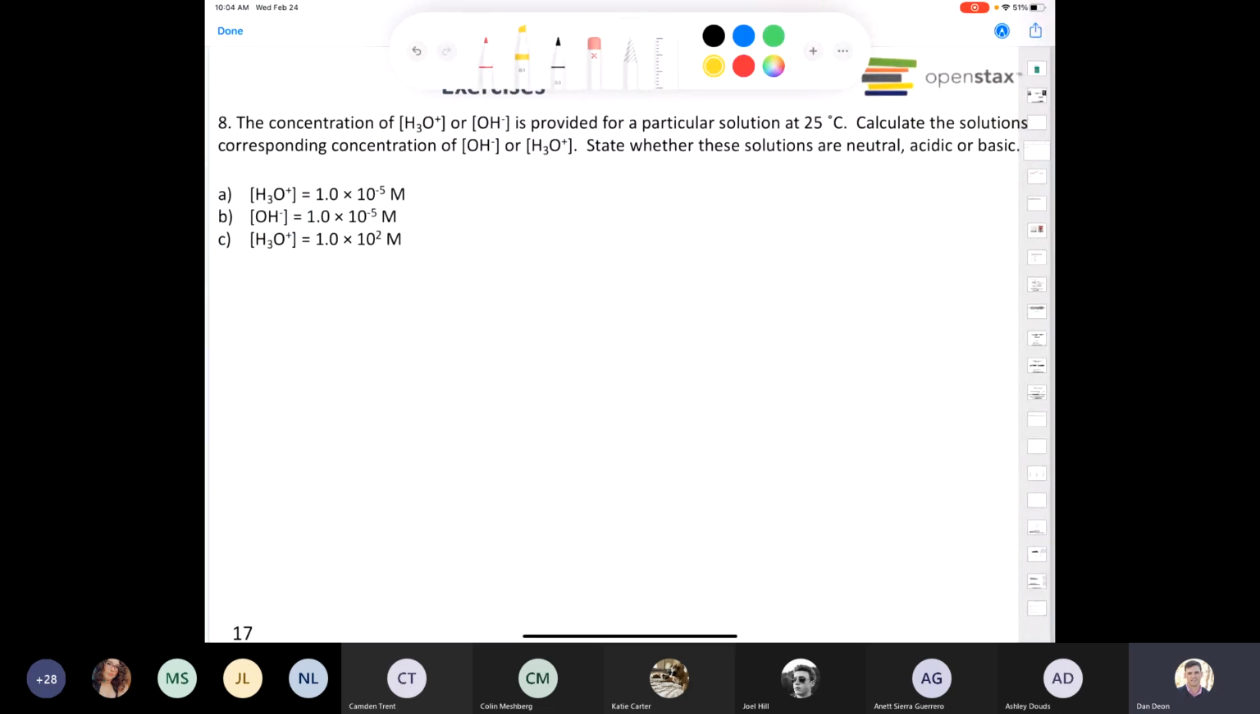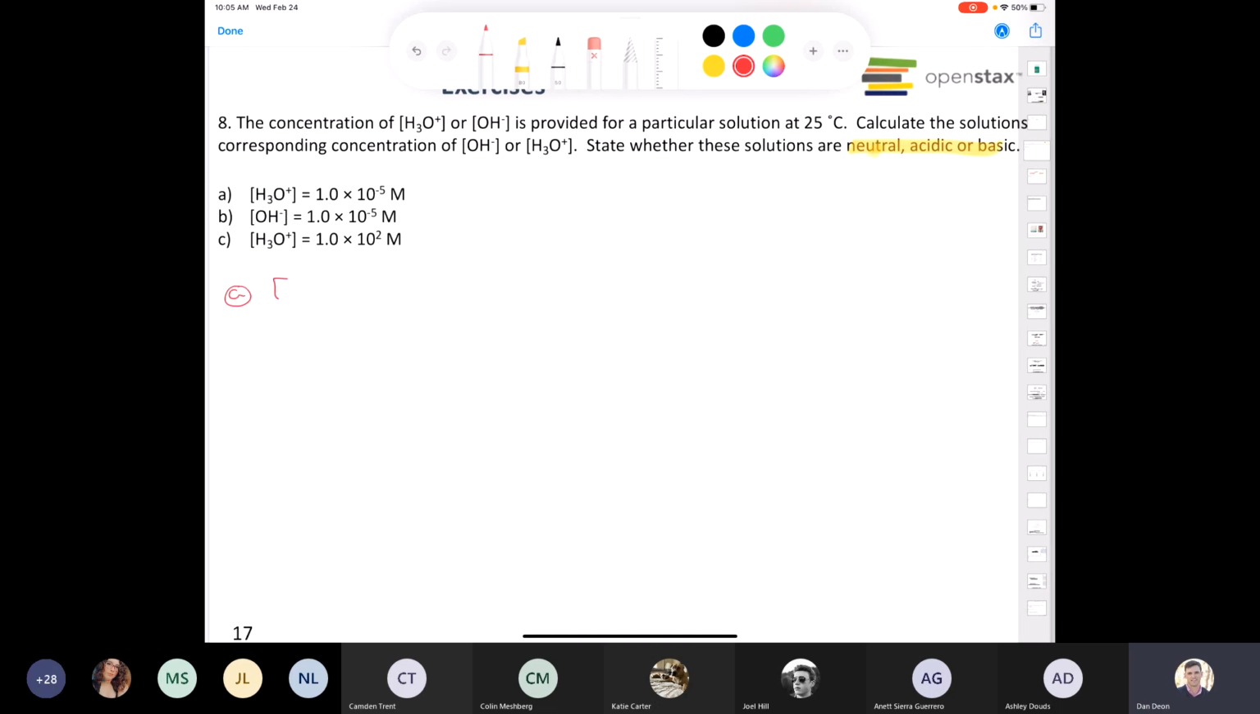Well, let's look at something else here. It says, the concentration of hydronium and hydroxide is provided for a particular solution at 25 degrees Celsius. Calculate the solution's corresponding concentrations of hydroxide or hydronium, depending on the situation, and state whether the solutions are neutral, acidic, or basic. Now, I have a solution for this that is posted on Canvas. I'm going to do it a little bit differently here, more for the analysis as to whether it's neutral, acidic, or basic. So watch, and let's see what we're going to do here.